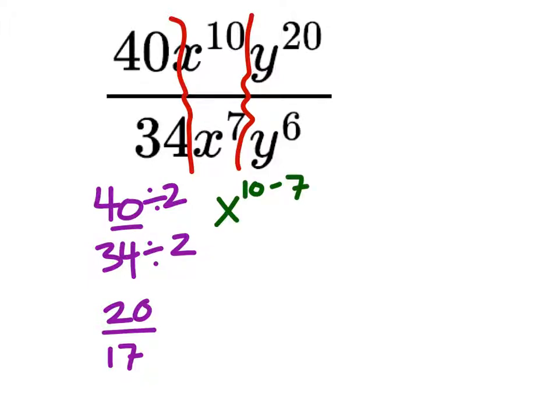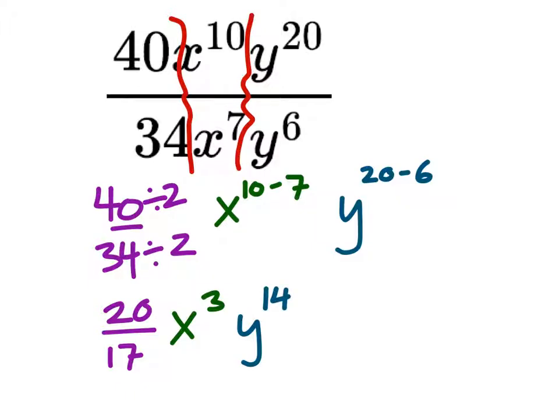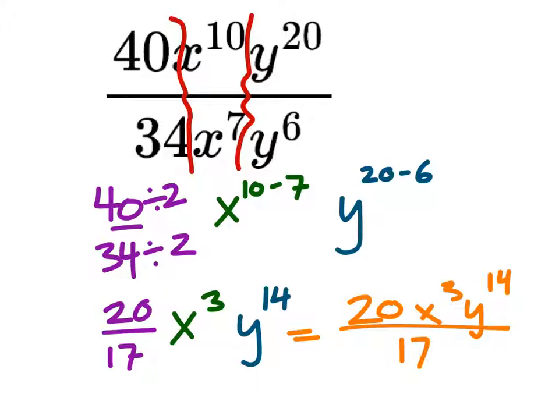Now the x's. Well, I had x to the power of 10, and then x to the power of 7, so I'll subtract those. That's divided. So that would be x to the power of 3. Then the y's, y to the power of 20 minus 6, which would be y to the power of 14. Just so we understand this, because it does get confused sometimes, the x and the y bases are in the numerator as well. So maybe that's a little sloppy. So if I wanted to, I could write this as 20, x to the power of 3, y to the power of 14, all over 17. It means exactly the same thing.